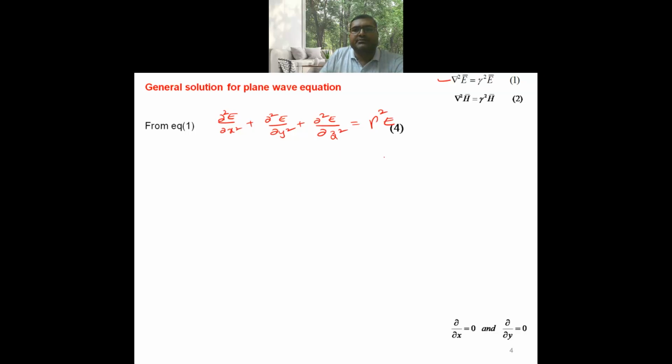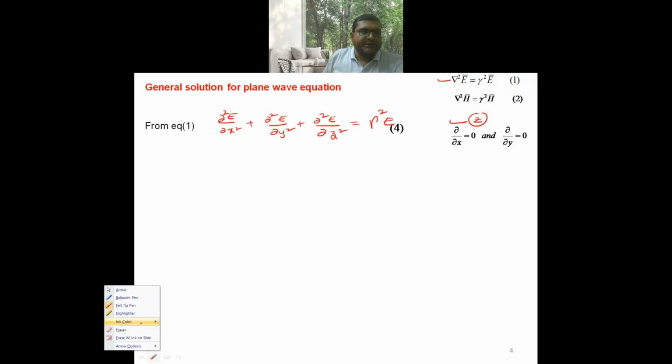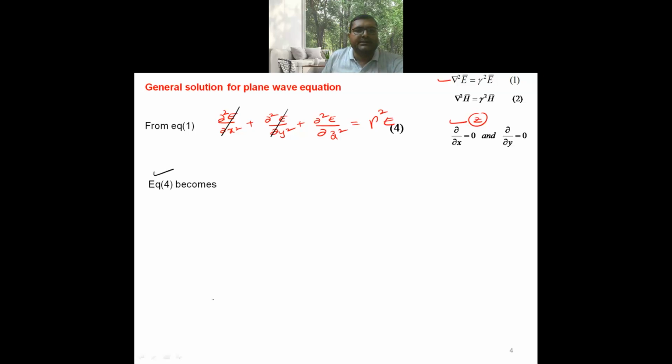And from the properties of an electromagnetic wave traveling in z direction, it has dou by dou x equal to 0 and dou by dou y is equal to 0, and hence these two terms become 0, and equation number 4 can be rewritten as dou square E by dou z square is equal to gamma square E.